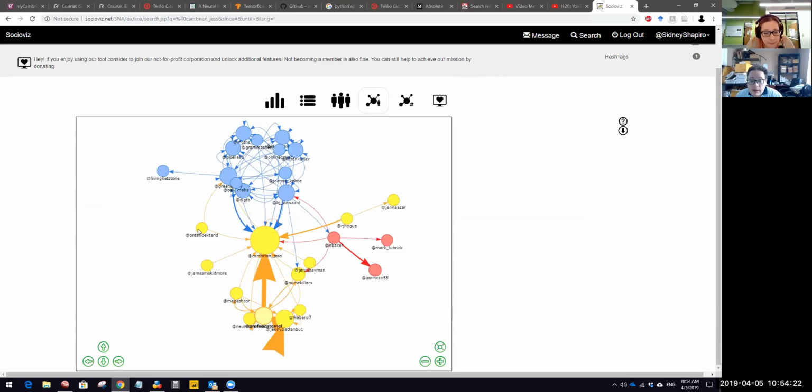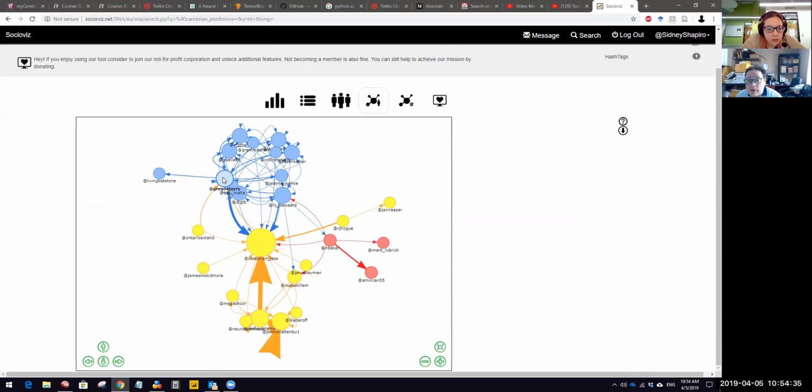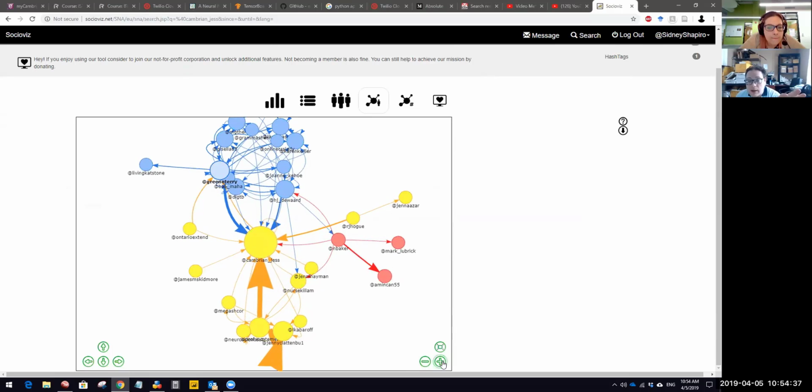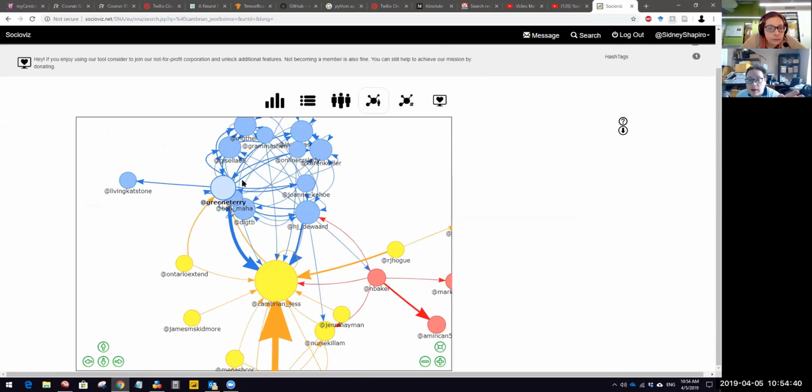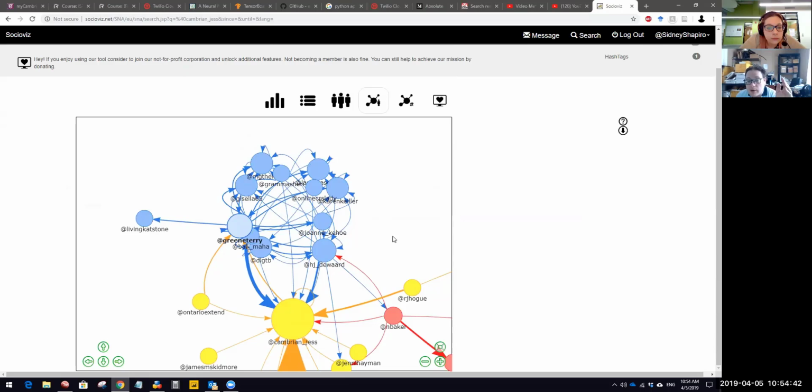So that's Ontario Extend. Mel was tweeting to me quite a bit, exactly, and that's why you see this arrow go both ways, right? So here we have Ontario Extend sending stuff to you, and Ontario Extend sending stuff to Terry. And Terry is a whole different network, right? Terry is probably more associated with these people who are part of that network.